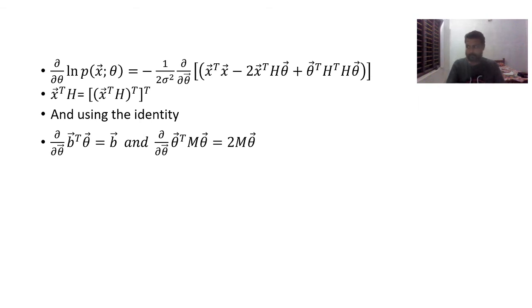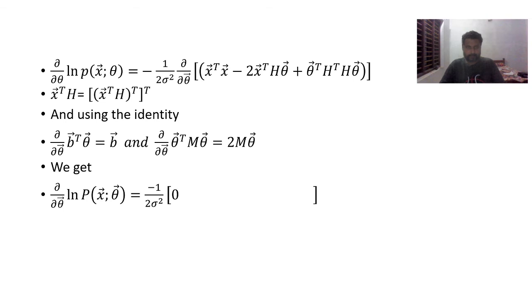Okay, now using this identity in the above equation, we can represent dou by dou theta of ln of p of x of theta as minus 1 by 2 sigma square. Now we will take the dou by dou theta inside the bracket, so the first term has no theta term, so it will be 0, minus 2 x transpose h plus 2 h transpose h theta.